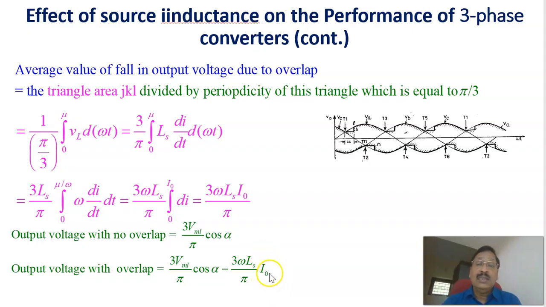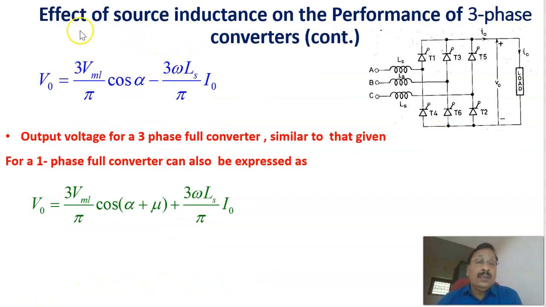Here I naught is the constant load current, Ls is the source inductance, and alpha is the firing angle. Therefore, the average output voltage across the load in a three-phase full wave converter, considering the source inductance Ls, is given by 3 VML by pi cos alpha minus 3 omega Ls divided by pi into I naught. Therefore, there will be a reduction in voltage.